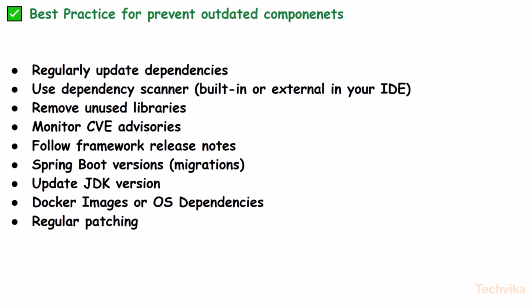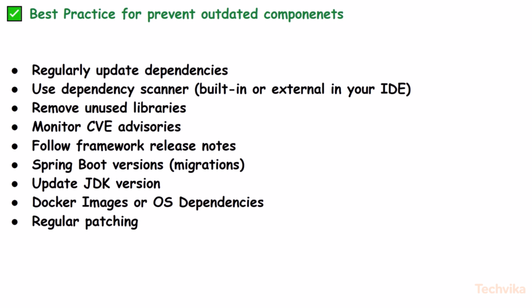Monitor CVE advisories. It's very important. CVE advisories are the official notices that describe known cybersecurity vulnerabilities in software or hardware. Each advisory is built around a CVE ID. CVE means Common Vulnerabilities and Exposures. It is a global standard for naming and tracking security vulnerabilities, so everyone, either vendors or developers, can see the same issue.